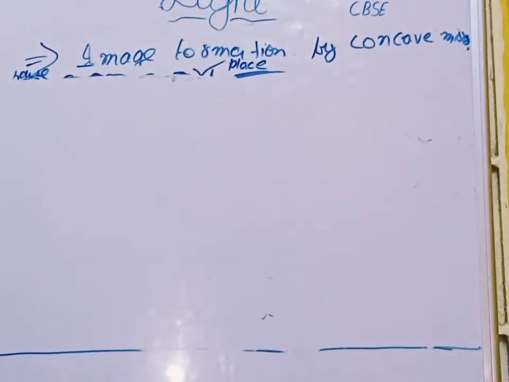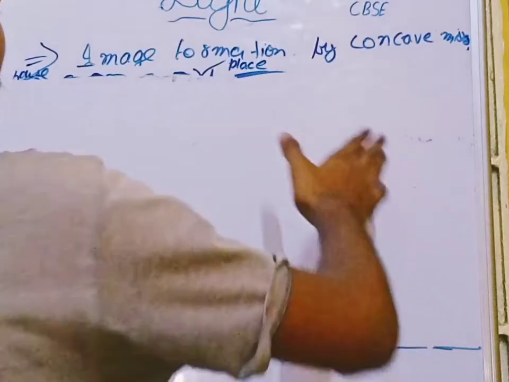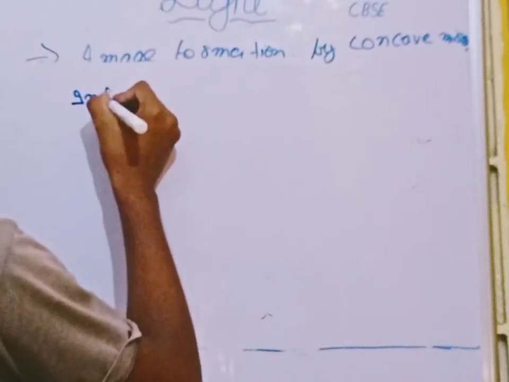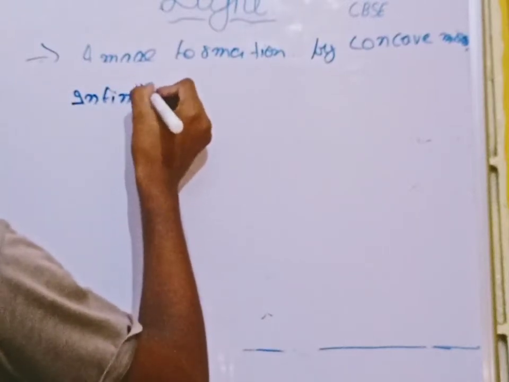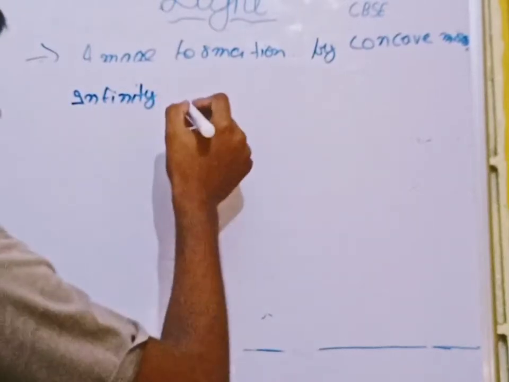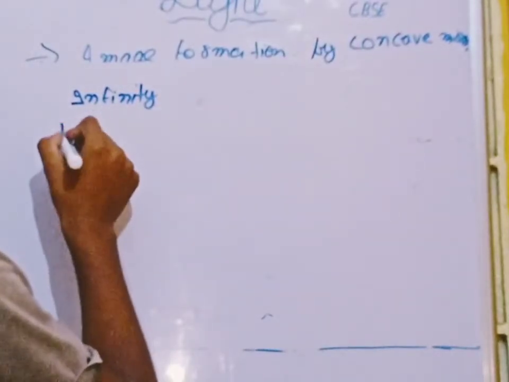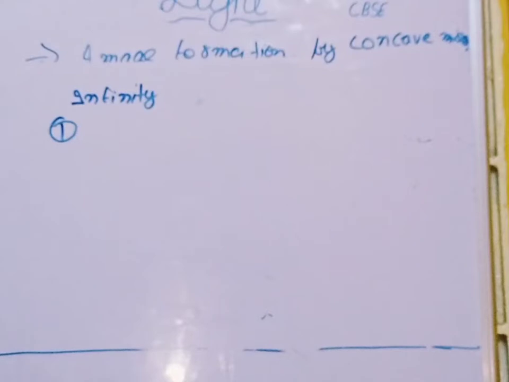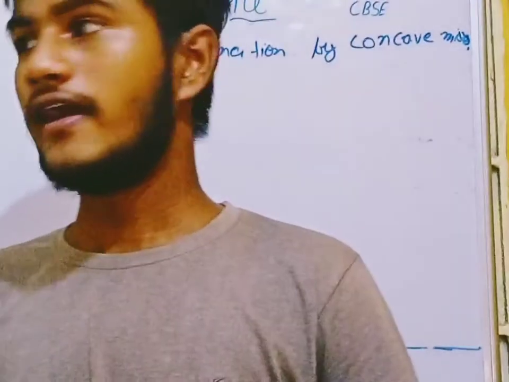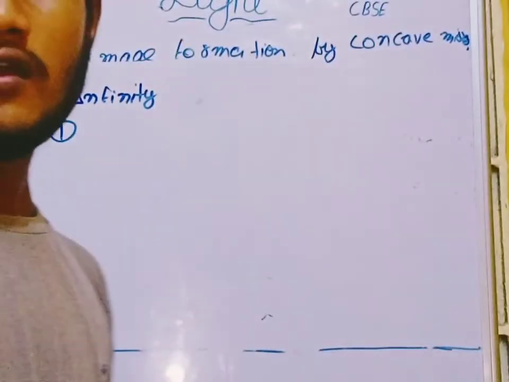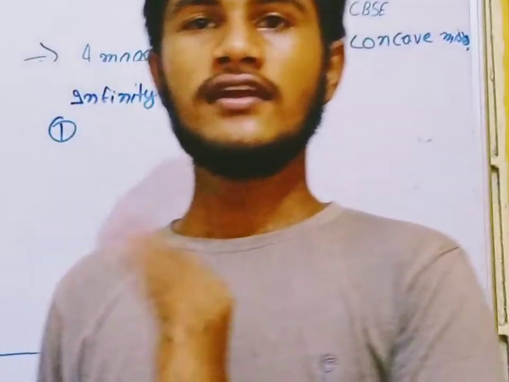Now you ask how we draw this in the exam. See here, when the object is at infinity, let us say infinity means at position 1. Then where is the image going to be found? At F. I told you that the image is going to be formed at the focus.